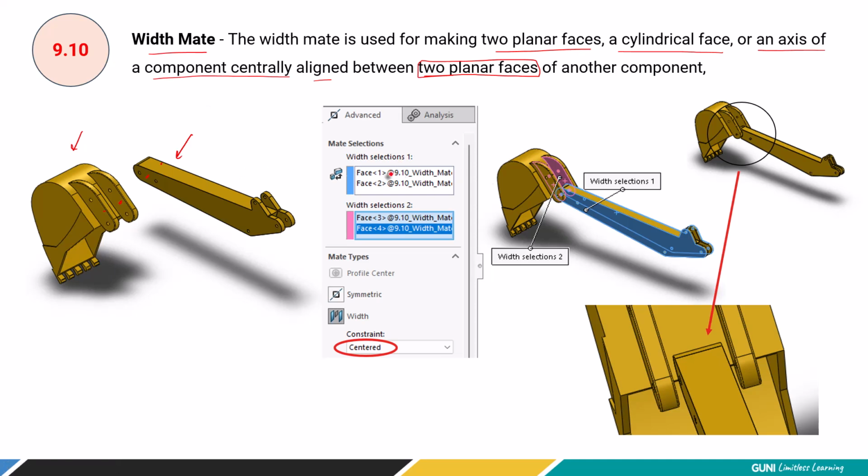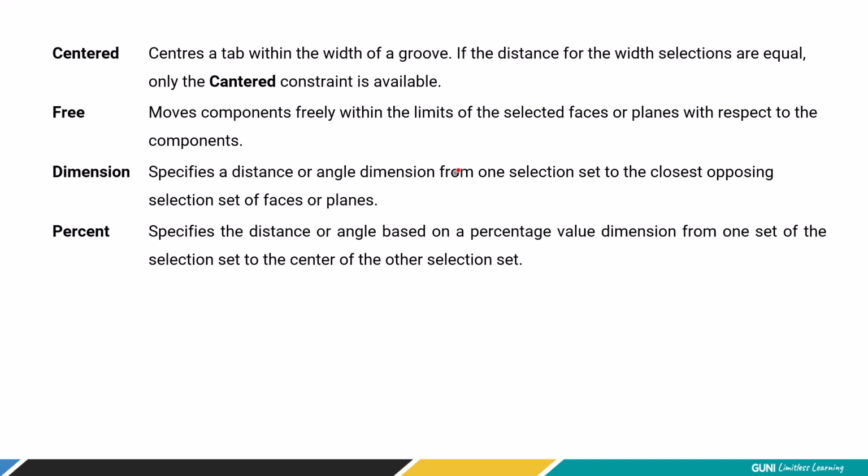So we need to select four faces. One is called width selection 1, that is this one and this one. Now they are color coded, so it is easy to visualize in the graphic window. Then you have to choose the second component surfaces. So that will position the component between the selected surfaces. Along with that, we have one more constraint option over here, centered and others. When I select centered, this surface and this surface will remain centered between the selected surfaces. If we go into detail, for the other options, we have free, dimension and percentage.